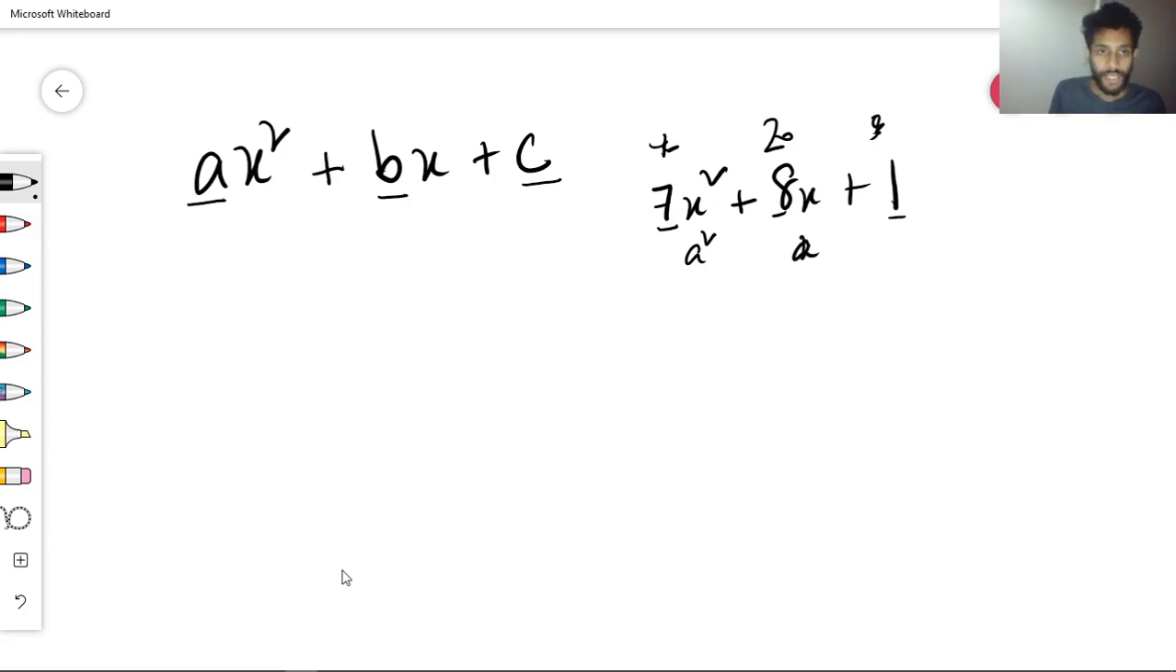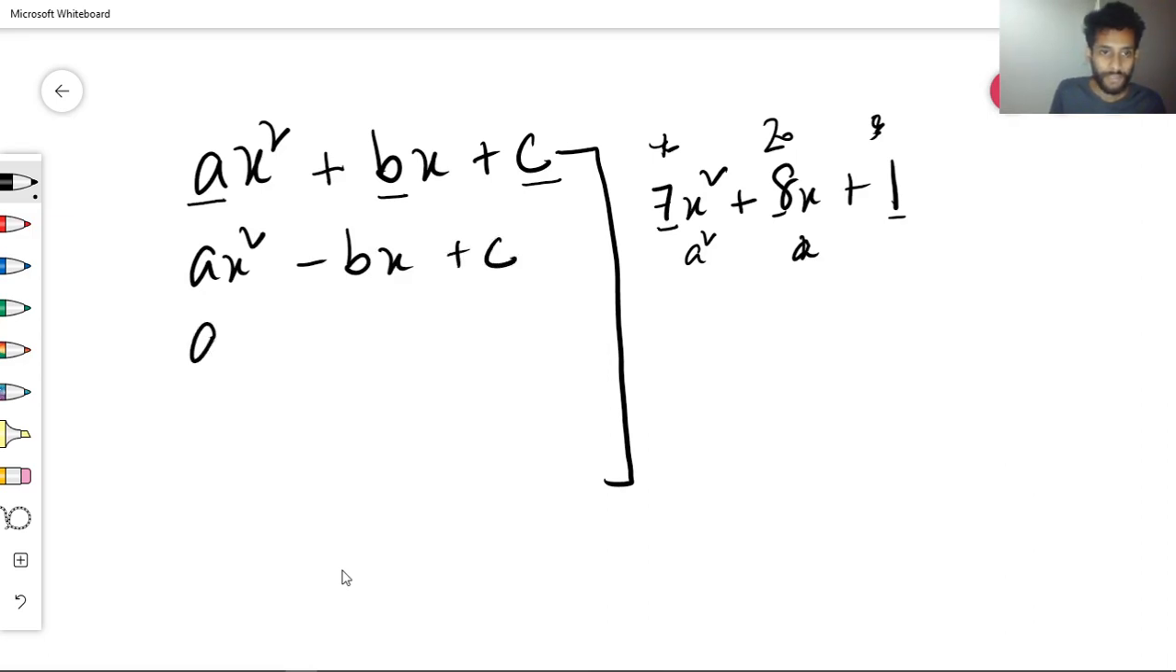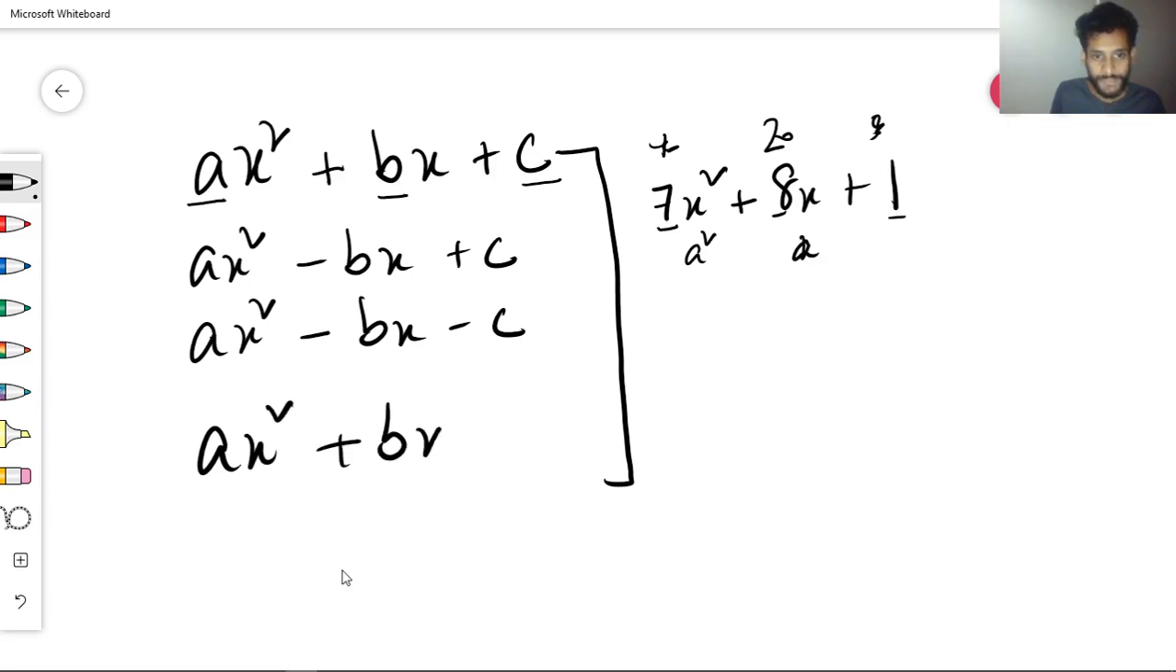There are four types of this expression. It can be ax square minus bx plus c, or ax square minus bx minus c, or a can be minus a. If a is minus, it does not matter, but we have to see all these things. Or one more thing, ax square plus bx minus c. These are all the formats.